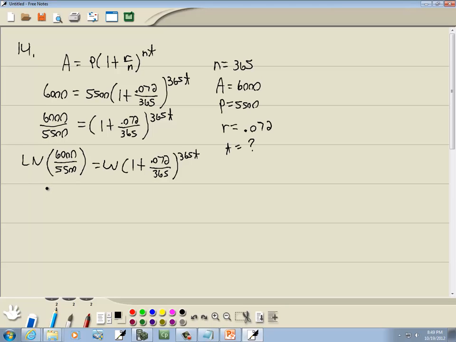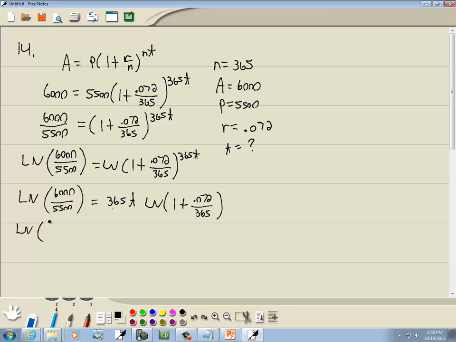Now, our third step was to use properties of logs to get the variable out of the exponent. So if you have log of something to a power, remember you can take the power and put it out in front. So we've got a natural log of 6,000 over 5,500 equals 365T natural log of 1 plus 0.072 divided by 365. Now we're solving for T. 365 is a number. Natural log of 1 plus 0.072 divided by 365 is a number. So to get T by itself, we're going to divide both sides by those two numbers.